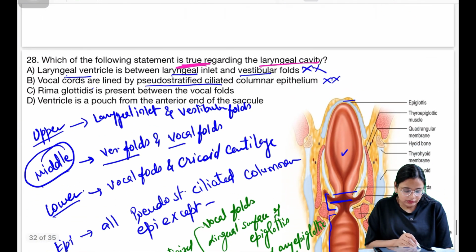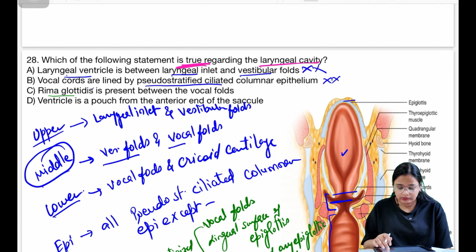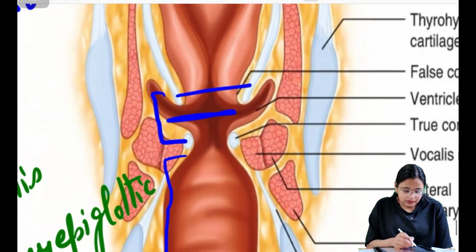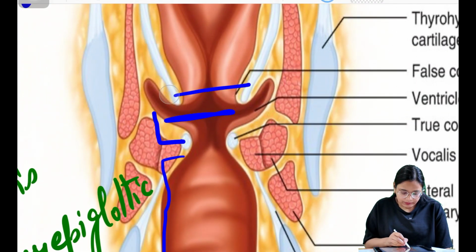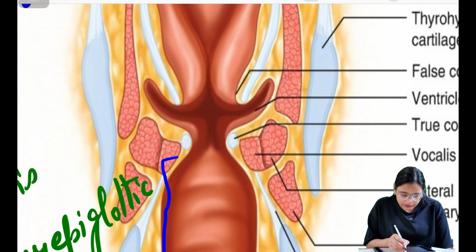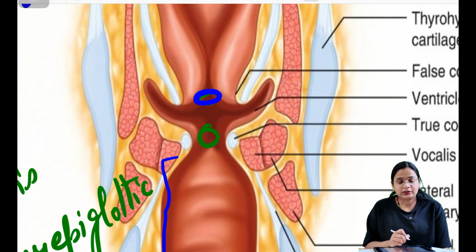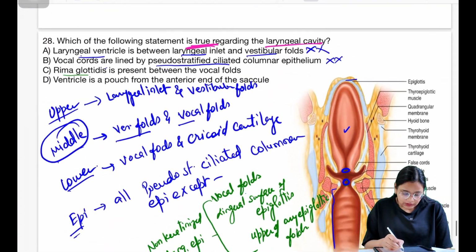Third one is rima glottis is present between vocal folds. Okay, so here you can see we have two apertures. One aperture is here, one is here. The aperture between the vestibular folds is called rima vestibuli. The aperture between the vocal folds is called rima glottidis. So this will be the correct answer.